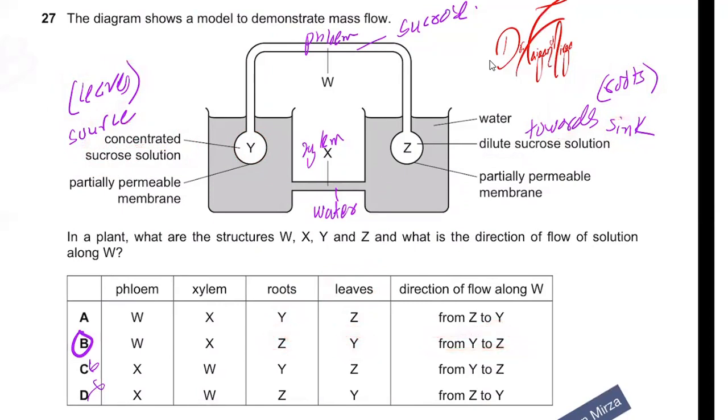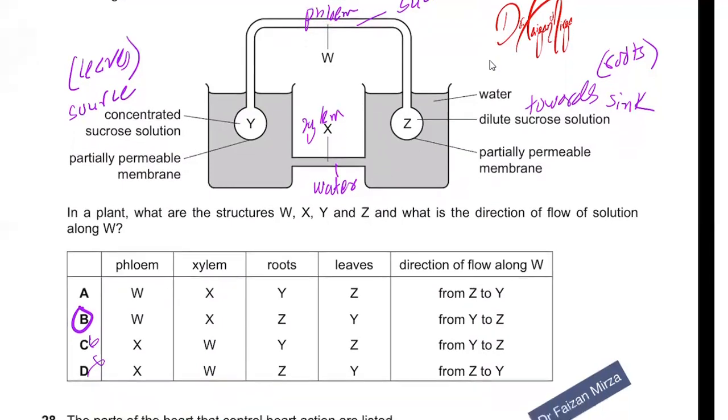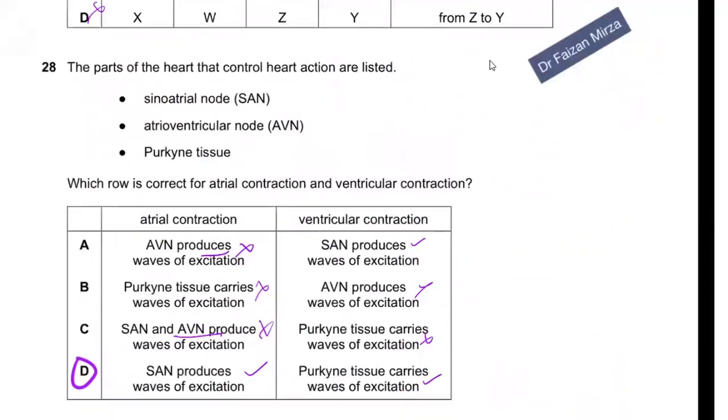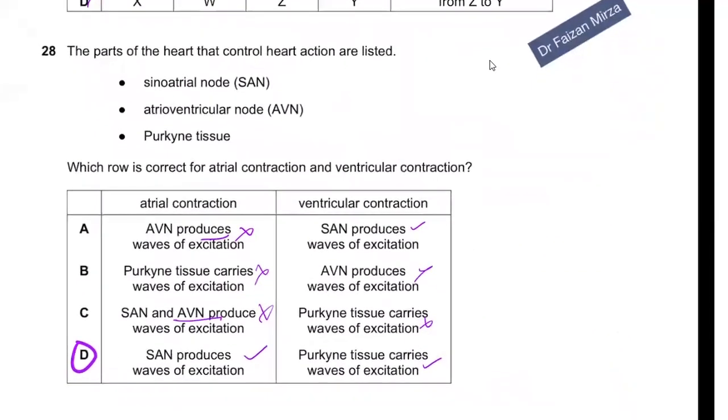I hope that explanation helps: the concentrated sucrose solution is the actual hint that you have to catch, for the dilute solution and the concentrated solution, which is in the sink, and sucrose moving in the phloem and water moving in the xylem. So the answer becomes B.